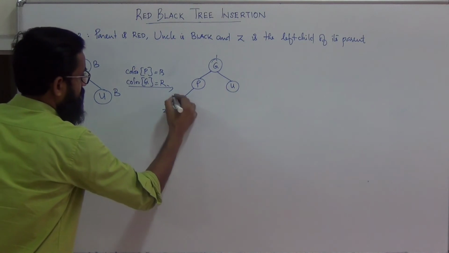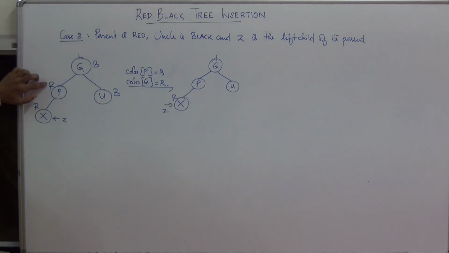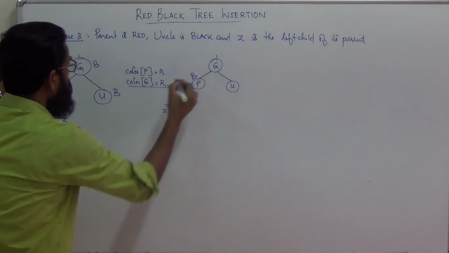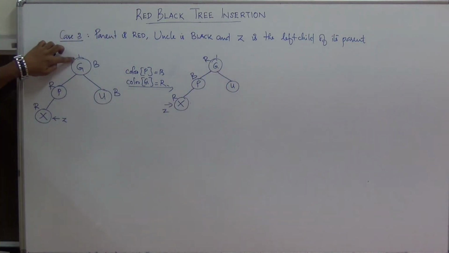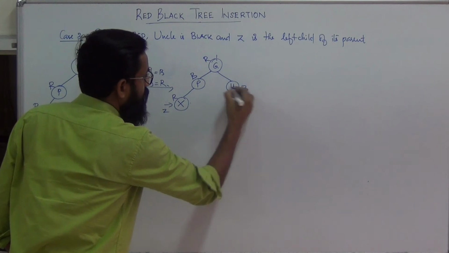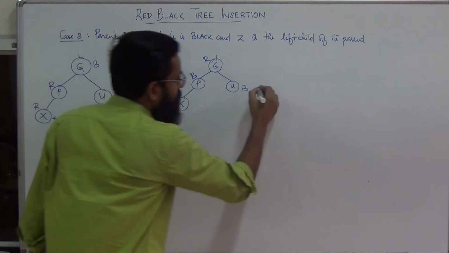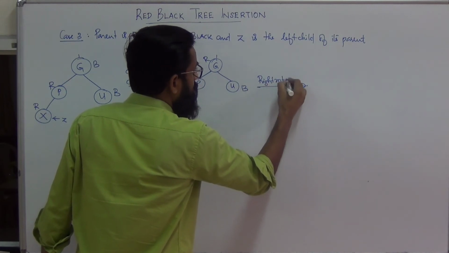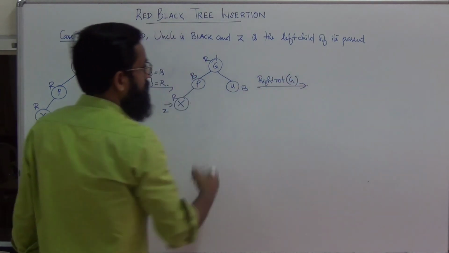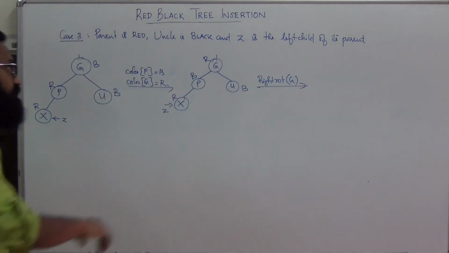So new node color will remain unchanged. Change color of parent to black. So this will become black. Grandparent to red. This will become red. This must be followed by a right rotation with respect to grandparent. You have to perform right rotation with respect to grandparent.